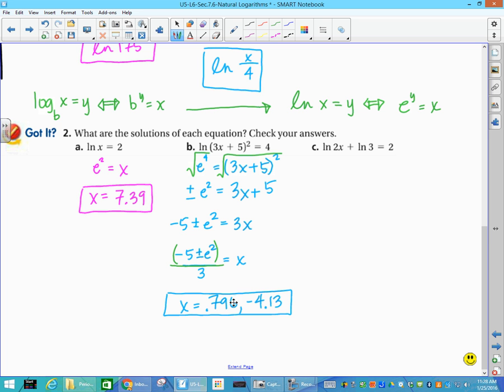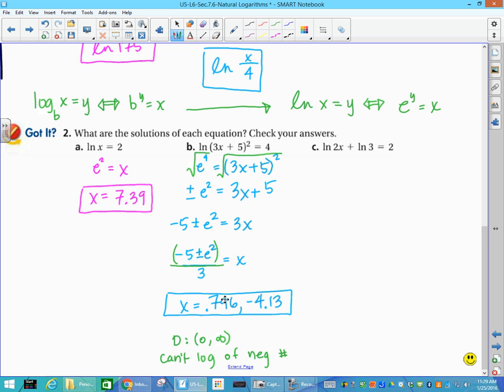Now, there's another thing that I need to talk to you about, and that is whenever you're solving these things, I hope you remember that the domain of our log function is 0 to infinity. That means you can't take the log of a negative number. I should write out the word negative. Okay, of a negative number.